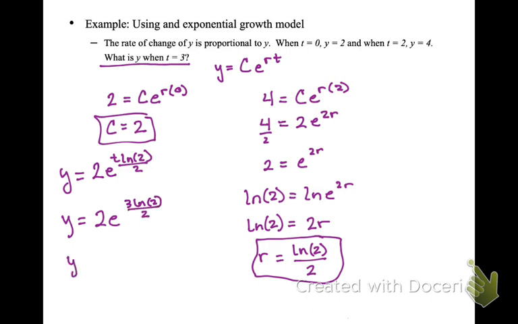And then you would use a calculator. It should be approximately 5.657, if the book's right.